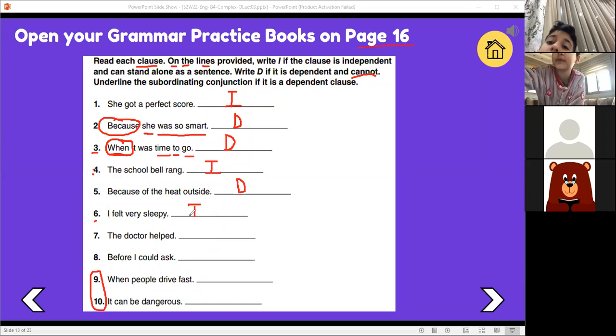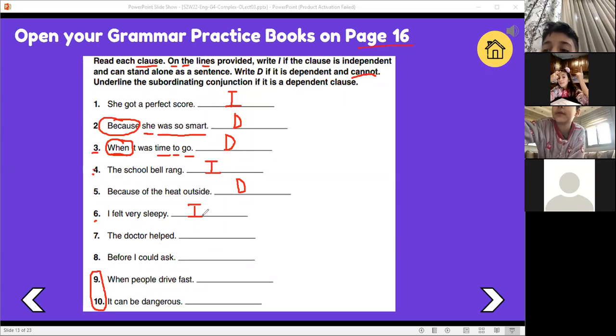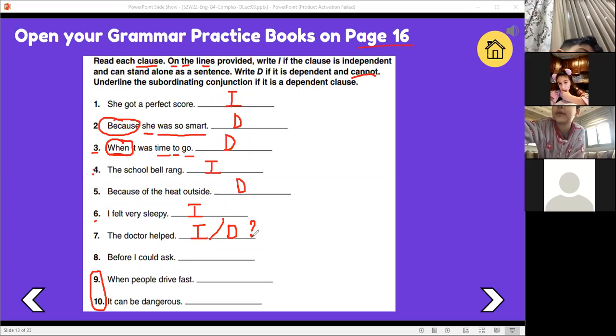Number 7. Yes. The doctor helped. It's independent. This one is independent. Okay. Wait, dependent? Independent, miss. Independent. I need to check this one, okay? I'm not sure about it. Is it okay? Yeah. Okay, I'll tell you during our Zoom about number 7, because "the doctor helped" alone, I don't think it stands alone.